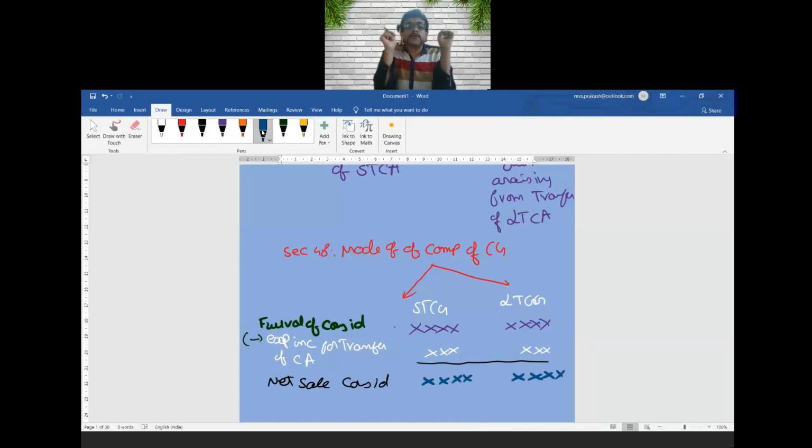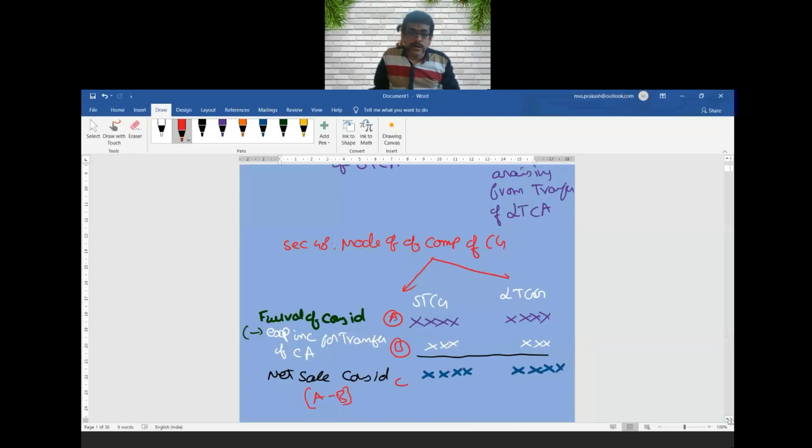Clear? What is full value of consideration? It is the sale consideration: whatever value I get when I sell the asset. The expense I incur in order to sell is considered your expense incurred in terms of the transfer. If I call the full value of consideration A, the expense B, and the net sale consideration C, then A minus B is your net sale consideration. That's done. Up to here it is the same, whether short term capital gain or long term capital gain. Now let us see what we are going to do.